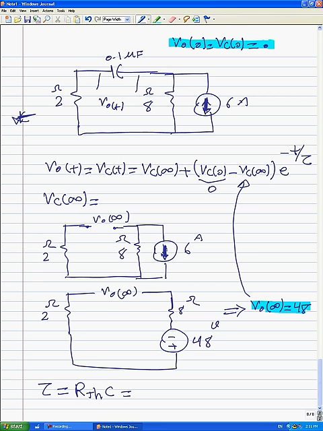we should put an open circuit instead of this current. That's why R Thevenin is equal to 2 plus 8, this 2 and this 8, times C, 0.1. And the final answer for tau is equal to 1 second. This is the final answer for tau. Okay.